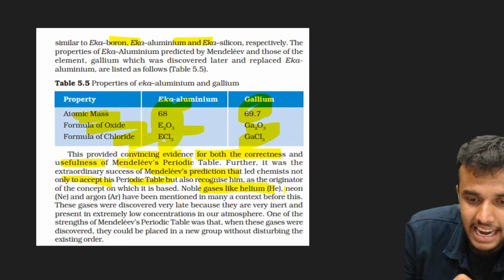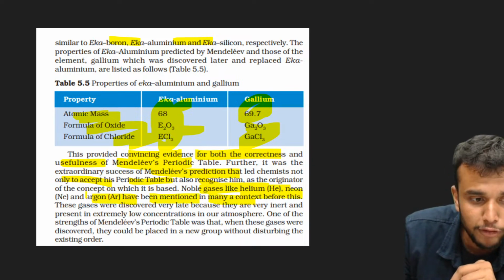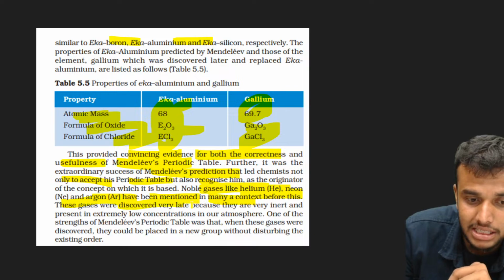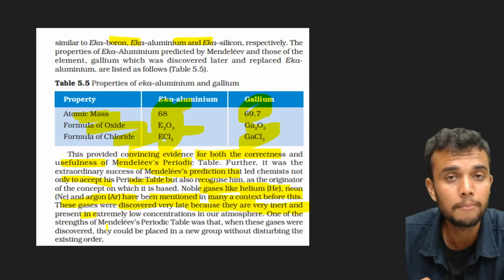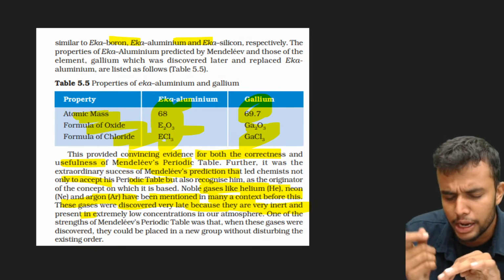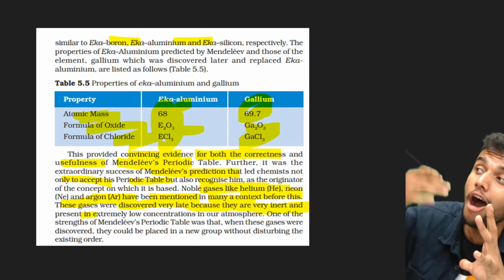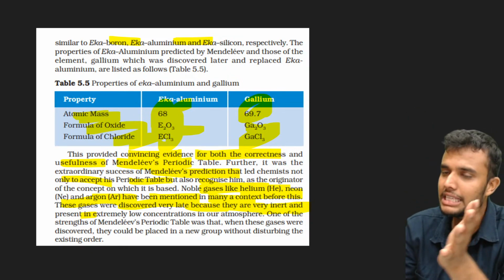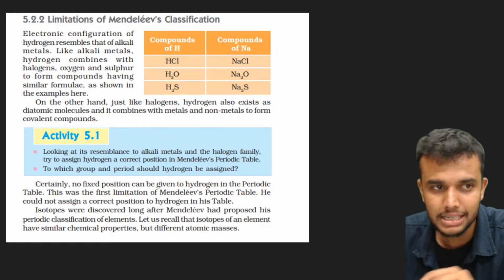Noble gases like helium, neon and argon have been mentioned in many contexts before. These gases were discovered very late because they are very inert. They have very low boiling points and exist at very low temperatures. That's why these gases were discovered after a long time, and why they are placed in a different group. Very simple. This is also one of the best achievements.